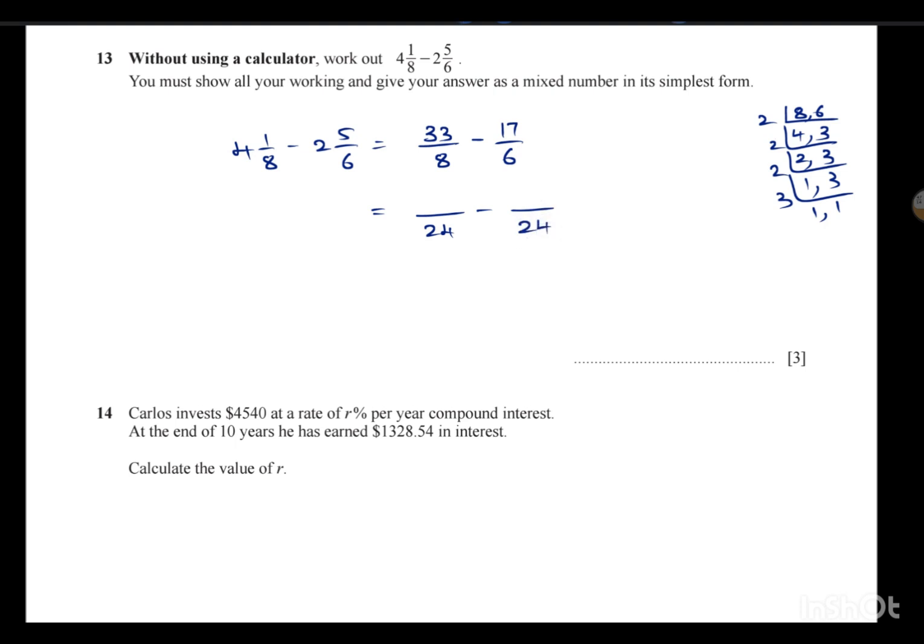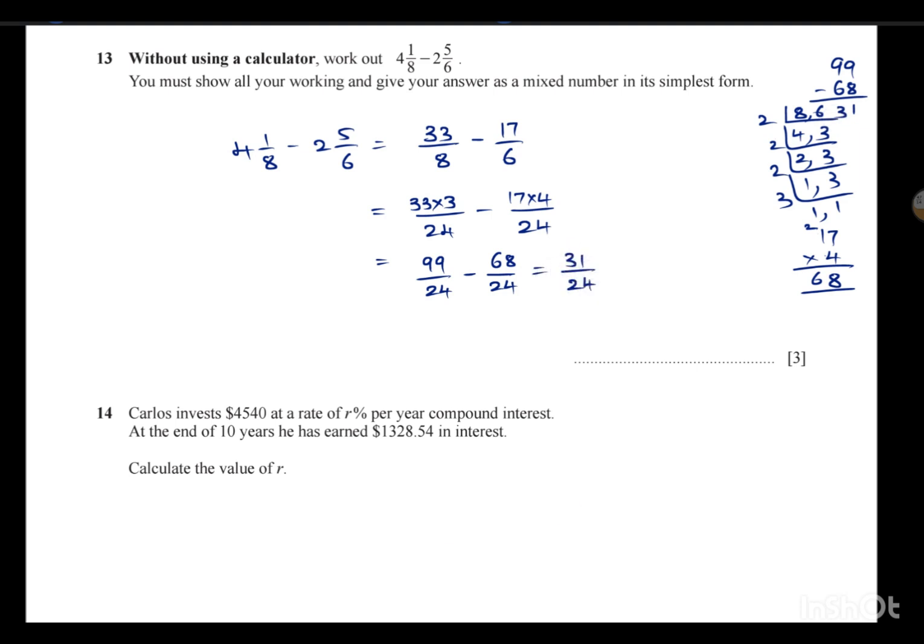So if I do 8 multiplied by 3, I get 24. So the numerator of this should be 33 multiplied by 3. And if I multiply 6 with 4, I get 24. So here I will multiply the numerator also with 4. So 33 into 3 is 99 by 24. 17 into 4 is, 4 sevens are 28, 2 carried over, 4 ones are 4 plus 2 is 6, so 68 by 24. Now do 99 minus 68. 9 minus 8 is 1, 9 minus 6 is 3. You get 31 by 24.